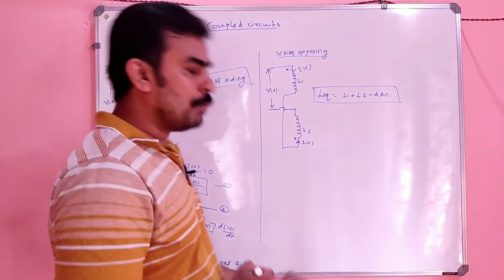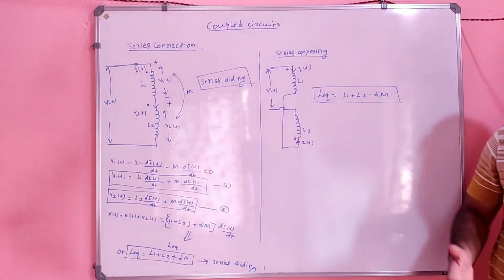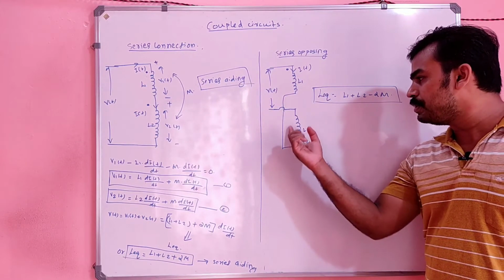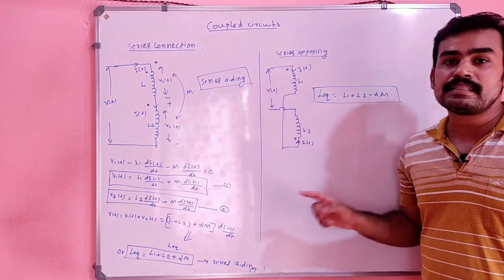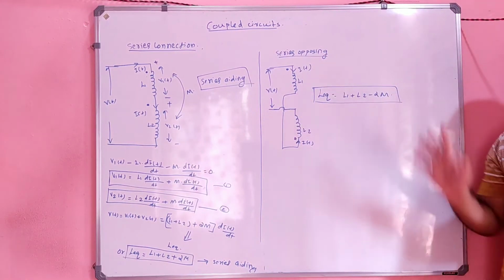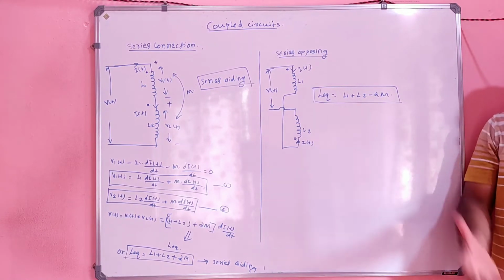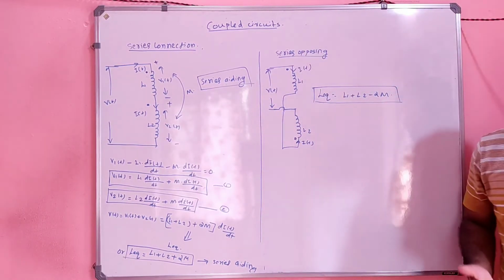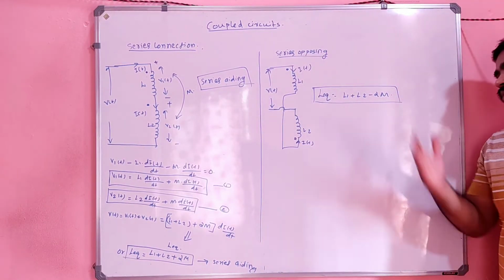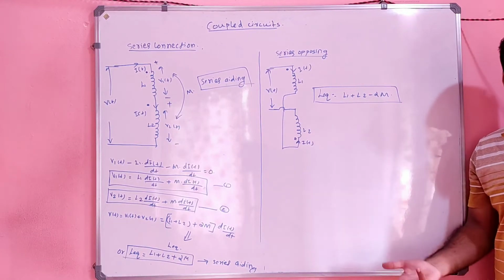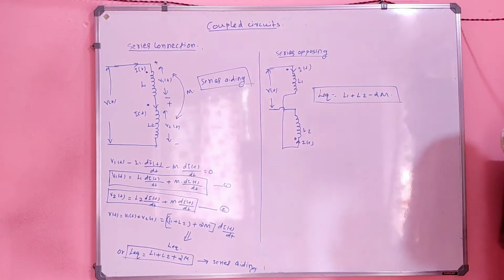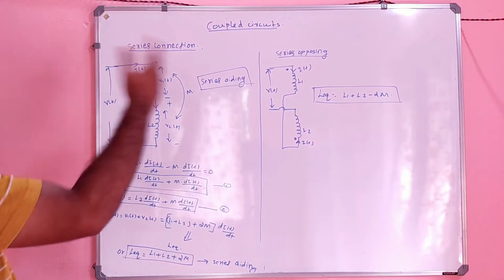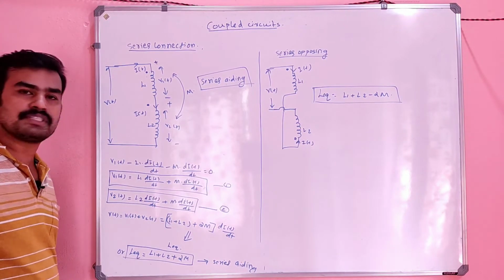But in a series opposing circuit, the flux produced in one coil opposes the flux produced in the other coil. That means the two fluxes are in opposite directions. So the net flux here will be less than in that circuit. That is why it is called series opposing. If the net flux is reduced, the net EMF is also reduced and L equivalent is also reduced. So the L equivalent is L1 plus L2 plus 2M for series aiding, and for series opposing L equivalent will be equal to L1 plus L2 minus 2M.